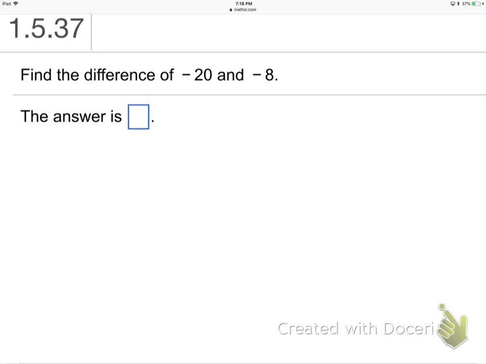So here in section 1.5, what number was this? Okay, it was number 10. Yeah, so number 10 here. The difference of negative 20 and negative 8. What do we do with the word difference? What does that mean? Add, subtract, multiply, or divide?